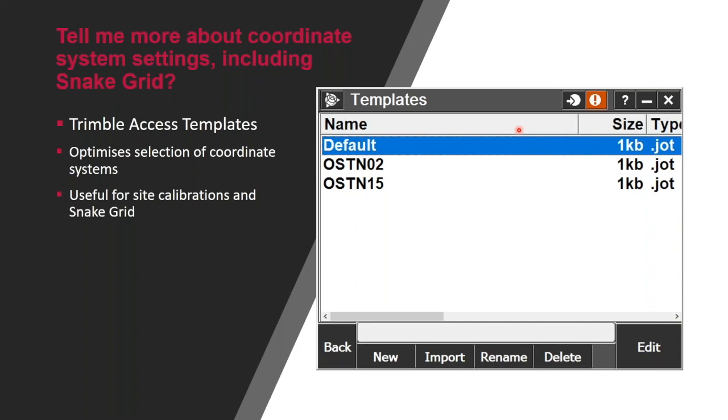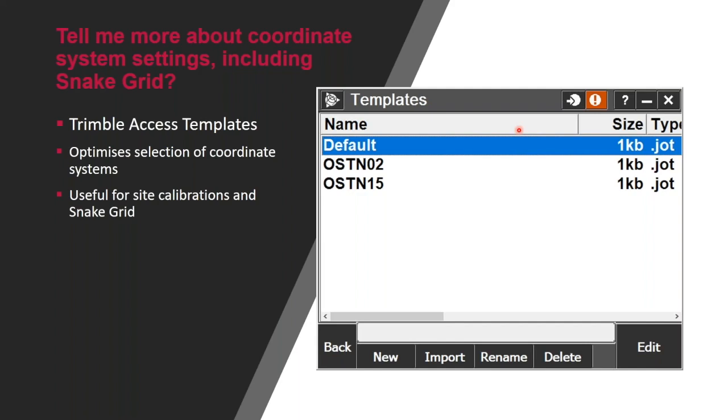So relating to coordinate systems, we've got the subject of site calibrations used as a coordinate system. So let's review the process for creating a template for a site calibration in Access. In this example, a site calibration has been performed using TBC and then loaded onto the controller as a DC file. It's a fairly common workflow. And also here I've got a CSV file providing control for this particular site calibration.